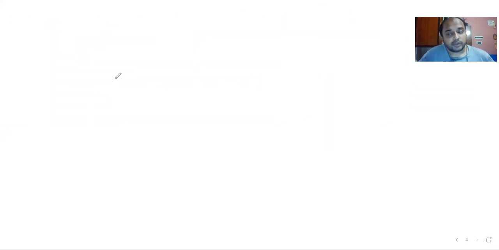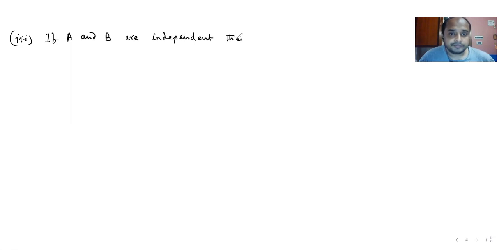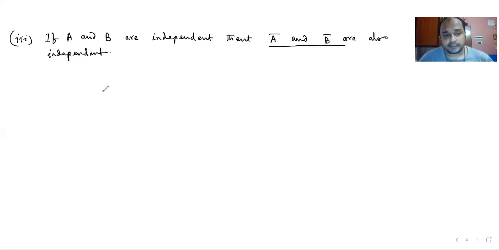Before I conclude my session, the last result that I need to talk about is very important. If A and B are independent, then not only A bar and B, or A and B bar, but the complementary event A bar and complementary event B bar are also independent. This is quite different from the earlier proof. You may face difficulties, so I'm going to help you in this regard, how to show this. This is my last topic of today's class.